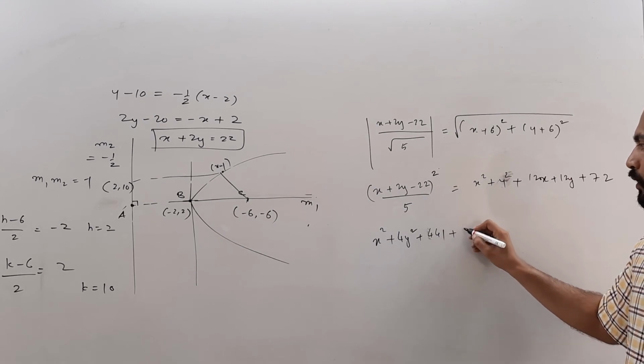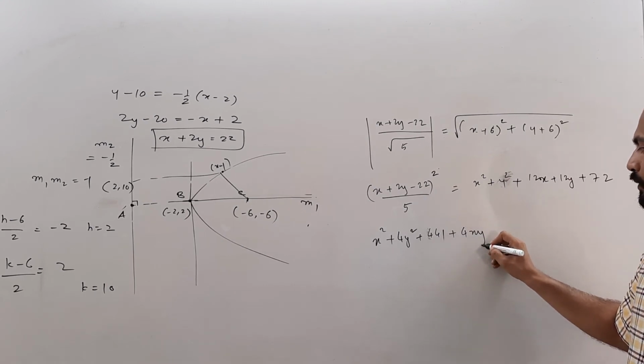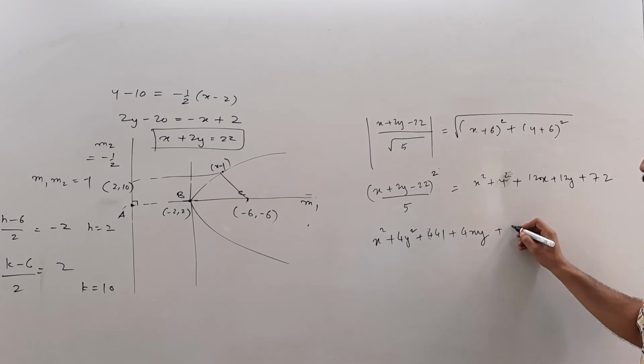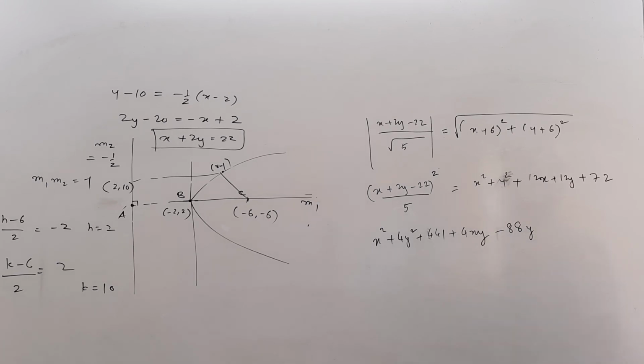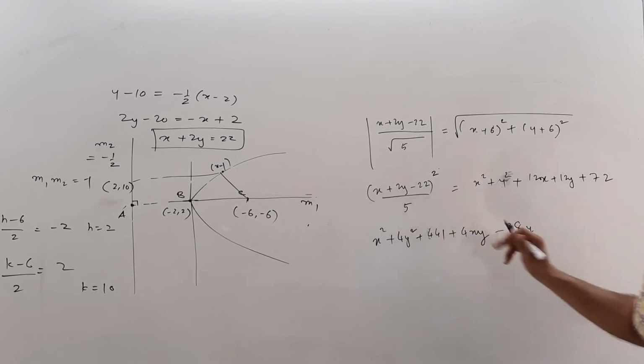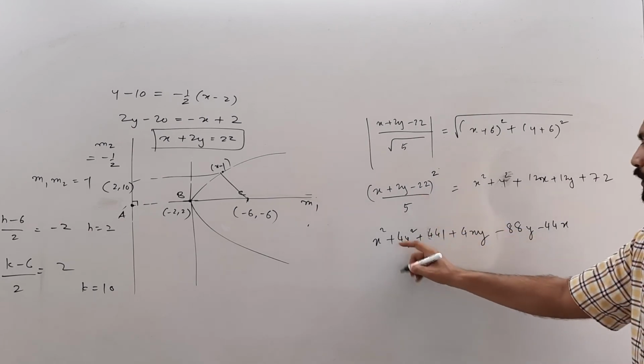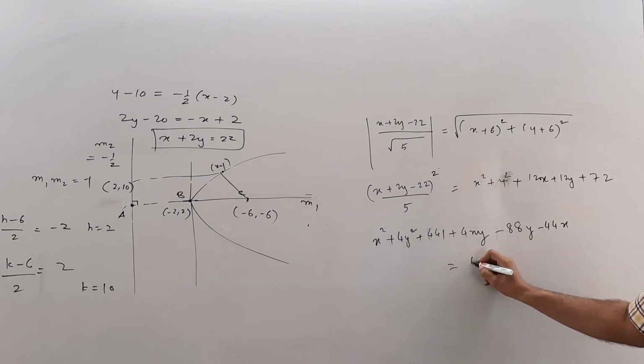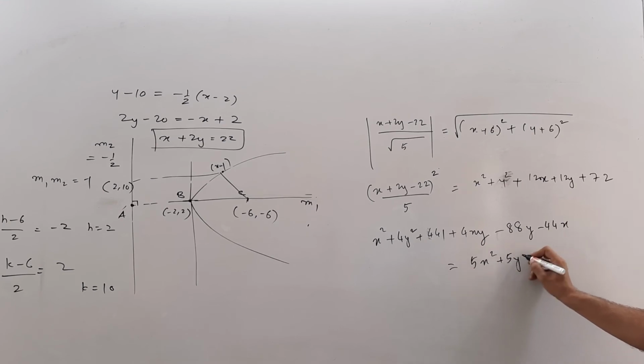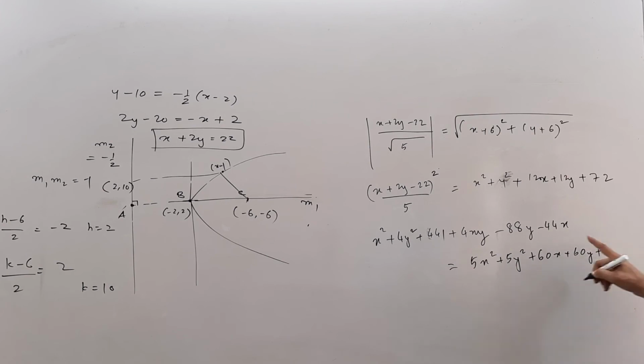Then this is going to be 2 times 2xy times... 4xy. Then it is going to be minus 88y. And then finally, we are going to have a term which is involving these two. That is going to be minus 44x. This is the left hand side. Now I'll multiply this 5 on the right hand side and I'll get 5x square plus 5y square plus 60x plus 60y is equal to 72 into 5, which is 360.